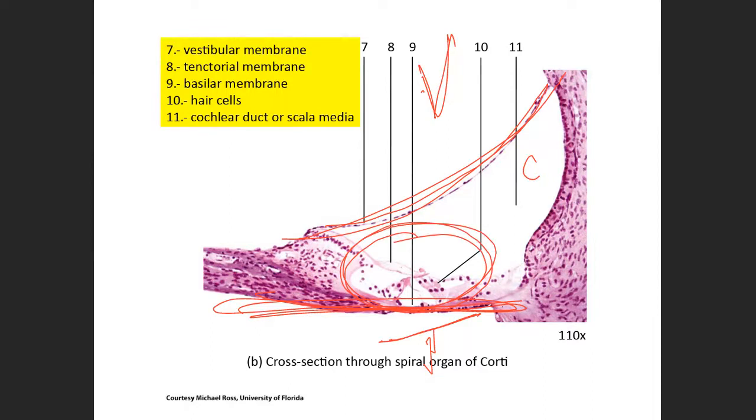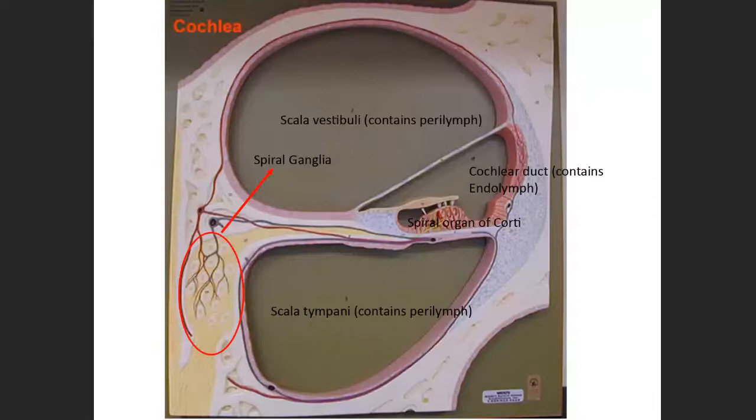Okay. Now, let's look at these from a model, which is probably the best way to look at it right here. So this is a model of these structures. This is the scala vestibuli right here. This is the scala media or cochlear duct. This is the scala tympani. What that means now is that this is filled with perilymph. This is filled with perilymph. The scala media is filled with endolymph.